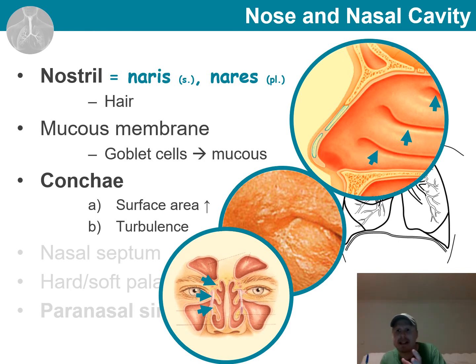Another interesting thing is that by having these structures, we are able to break the flow of air and then generate something called turbulence. This is the circulating flow of air in a horizontal direction, like a tornado that has been flipped on its side. So this allows as much of the air as possible to come in direct contact with the nasal mucous membrane.